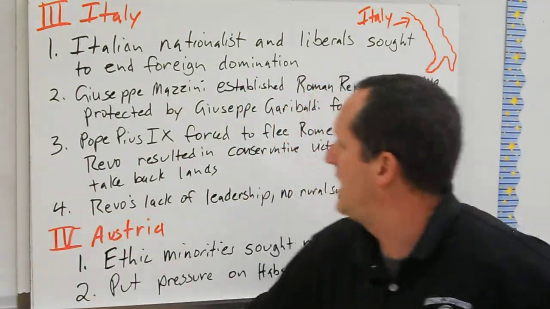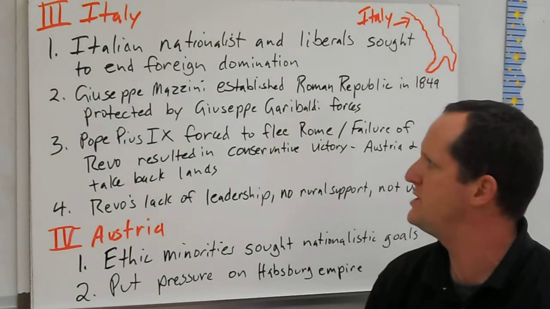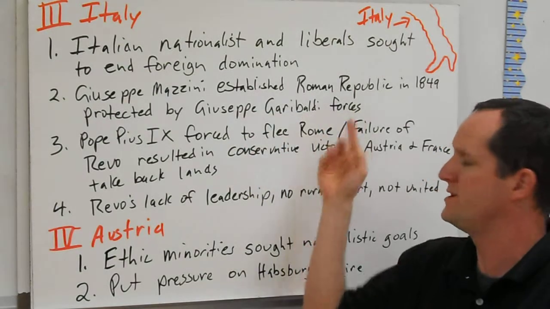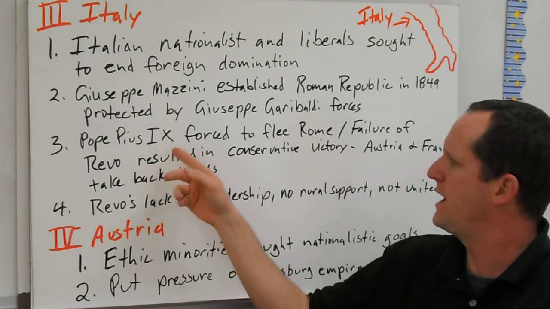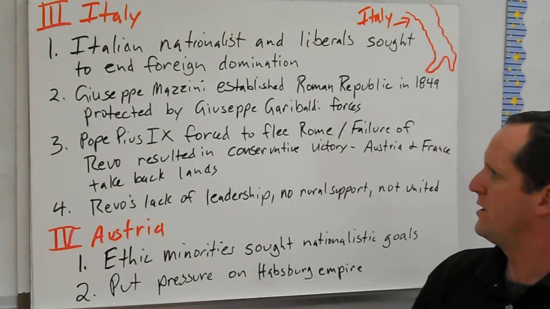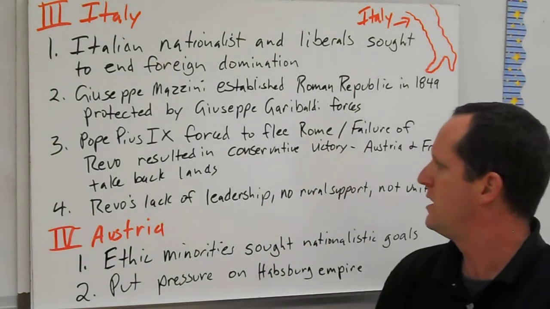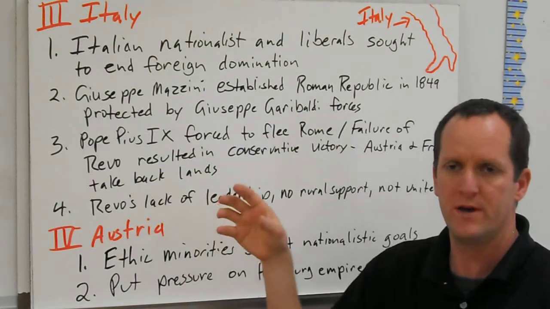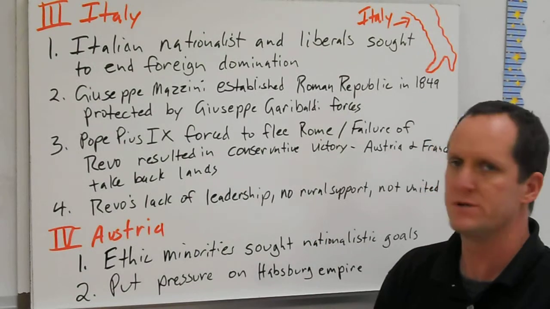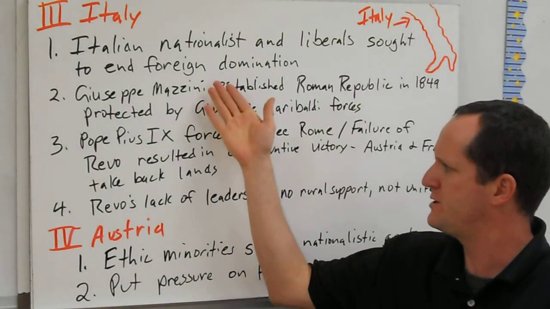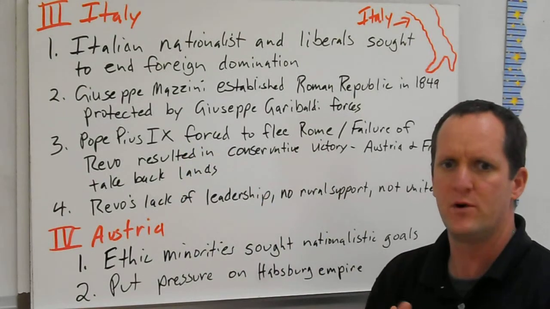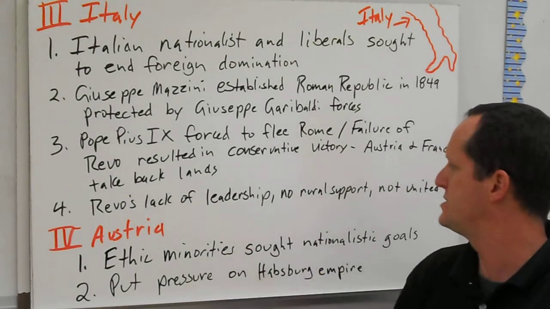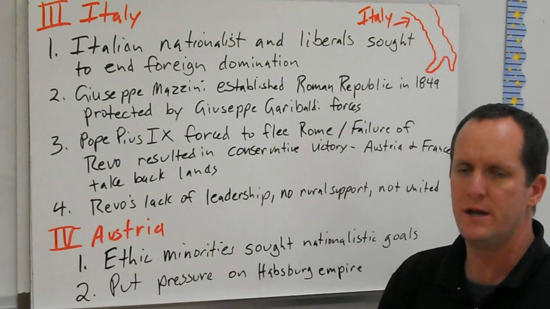Now in Italy, Italian nationalists and liberals sought to end foreign domination. Giuseppe Mazzini established the Roman Republic in 1849, protected by Giuseppe Garibaldi's forces. Pope Pius IX was forced to flee Rome. Failure of the revolution resulted in conservative victory. Austria and France take lands back. So Austria had a vested interest in the northern part of Italy, and France took the Papal States back. So they tried to nationalize and form one country, but they had a lot of problems along the way. Revolutions lacked leadership, no rural support, and in Italy it was not united.